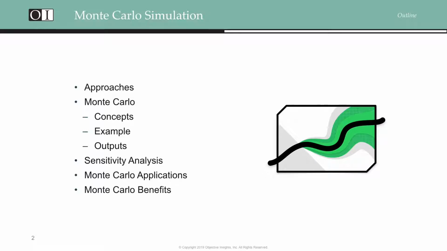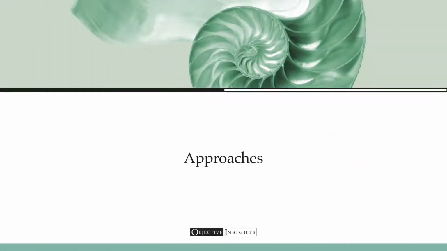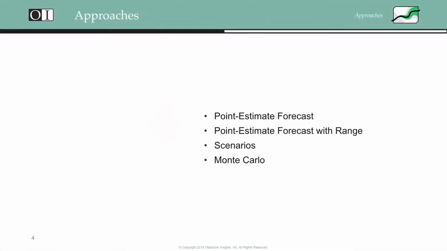So let's say somebody wanted to create a forecast. There are a number of different approaches that they could use. So if we see here, one of the first approaches they could use would be the point estimate forecast. And then going down this list, we see there's an increased level of risk adjustment to the forecast. So a point estimate forecast has essentially no risk adjustment. The following three have some. So that would be the point estimate forecast with the range, scenarios, and Monte Carlo simulation.